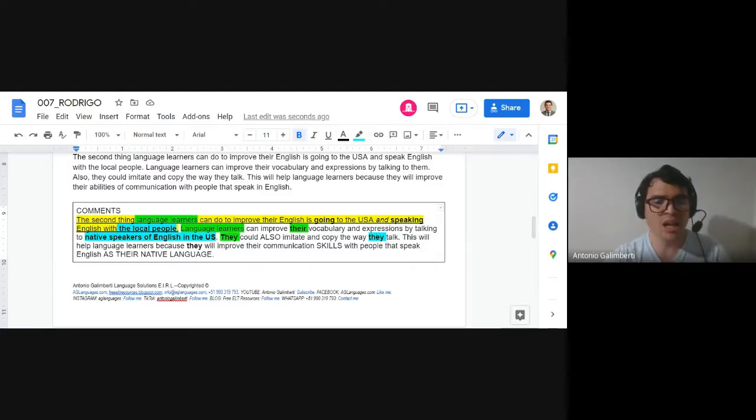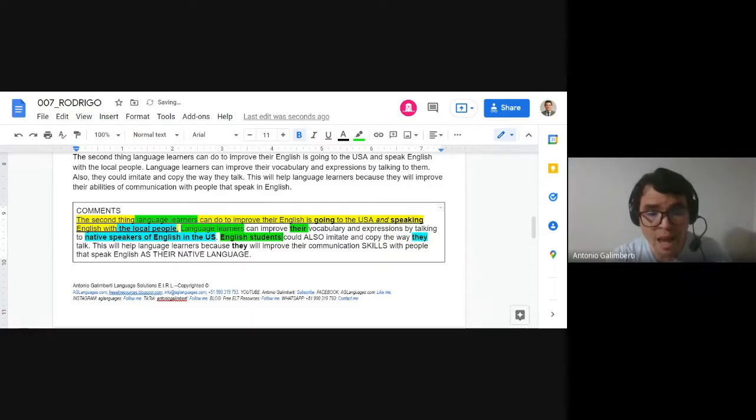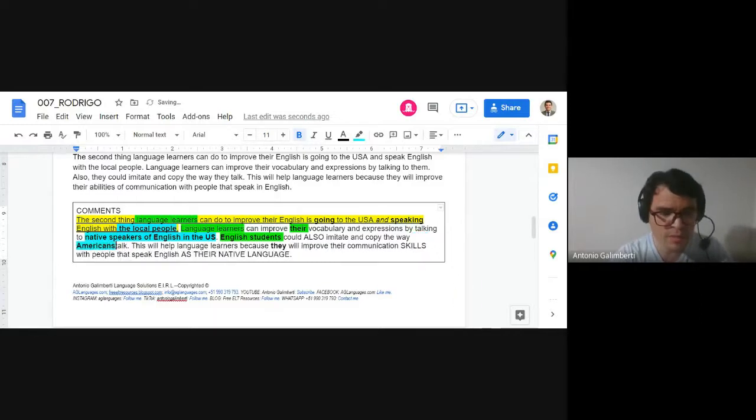So again, paraphrase the key phrases. Here you're talking about language learners. Here you have language learners again. So here you don't want to say language learners. Maybe you can say English students. And now it's clear that it's green, right? They could also imitate and copy the way Americans talk. So now there's no confusion, right?